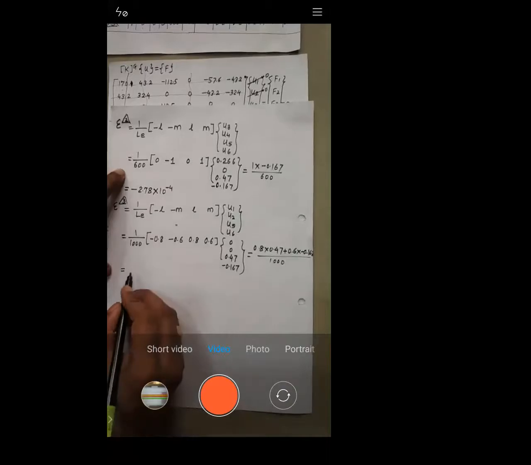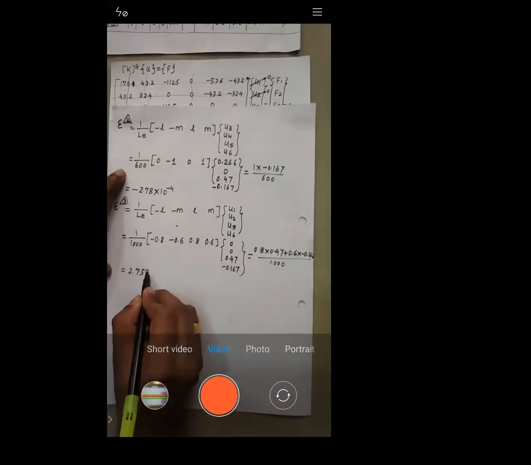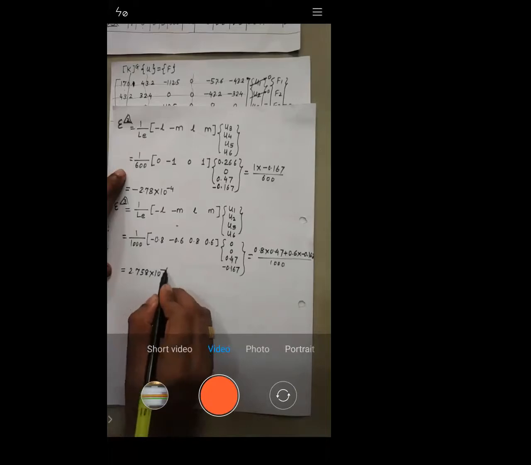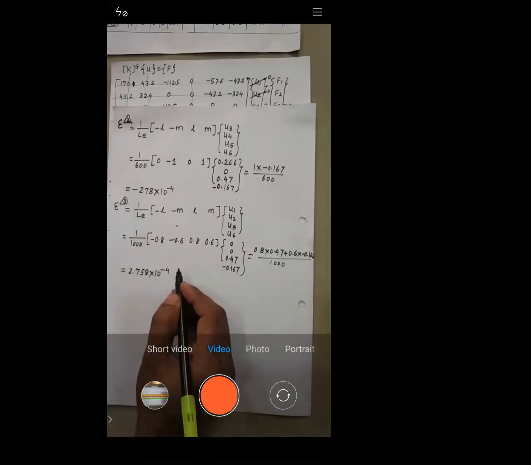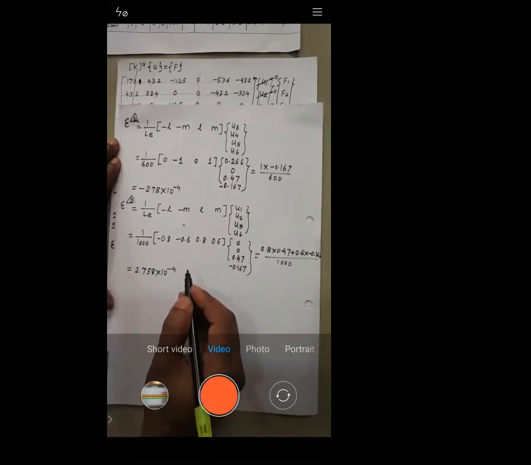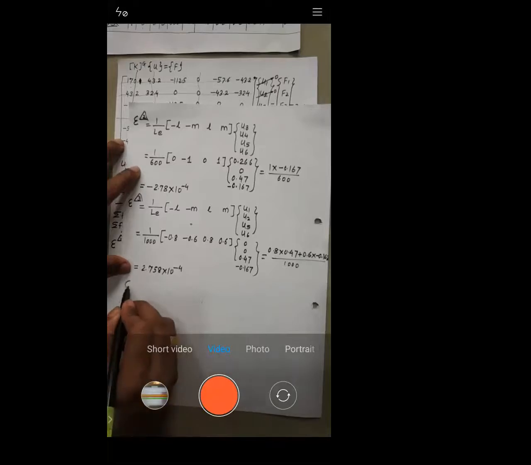2.758 into 10 raised to minus 4. These are the values of strains that you have got. Now we are interested to calculate stress.